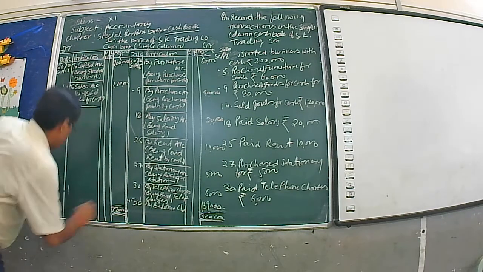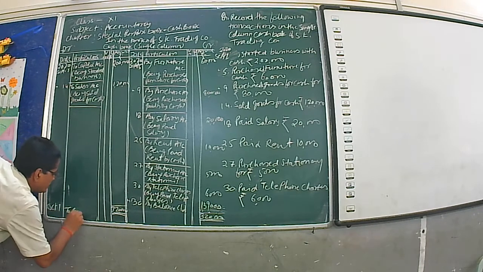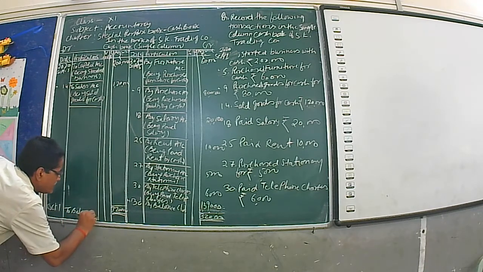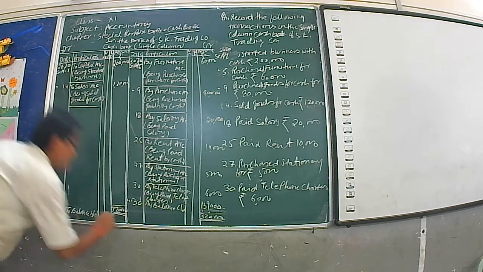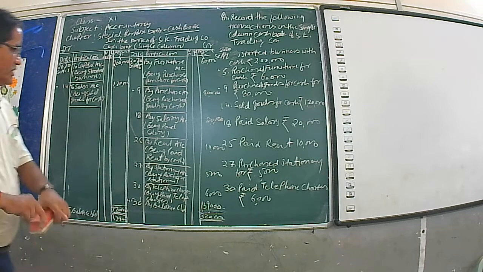And next, you will have to write October 1, to balance B by D. That is amount 1,39,000. Check the total once again, boys.